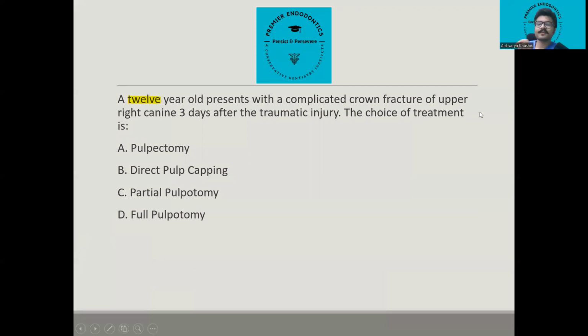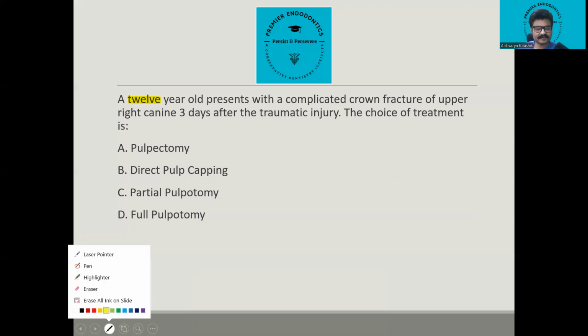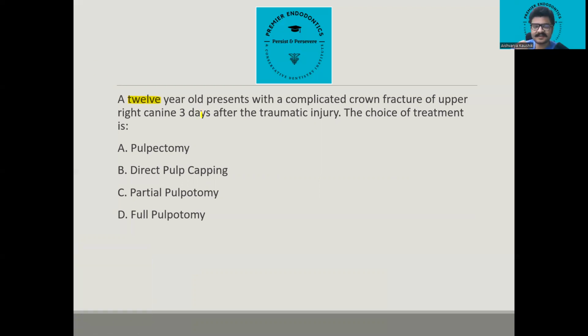All right. So, a 12-year-old presents with a complicated crown fracture of the upper right canine 3 days after the traumatic injury. Now, the choice of treatment shall be. Let us look at each and every important hint that the examiner is giving us, and build the concept and reach the correct answer. So we have a 12-year-old patient presenting with a complicated crown fracture of the upper canine, and the time duration is 3 days after the traumatic injury.